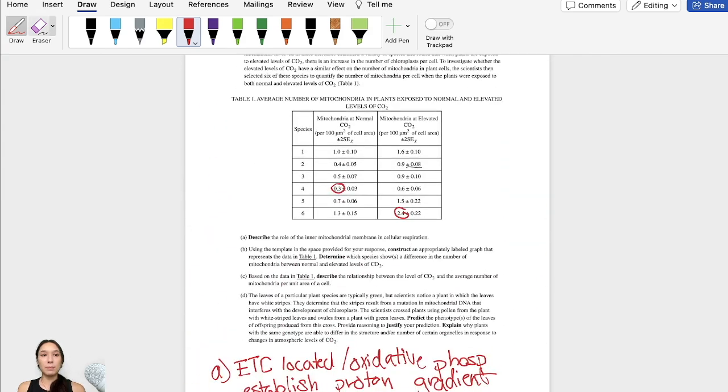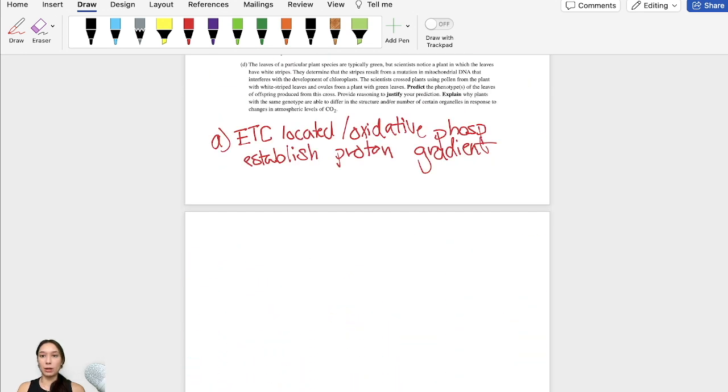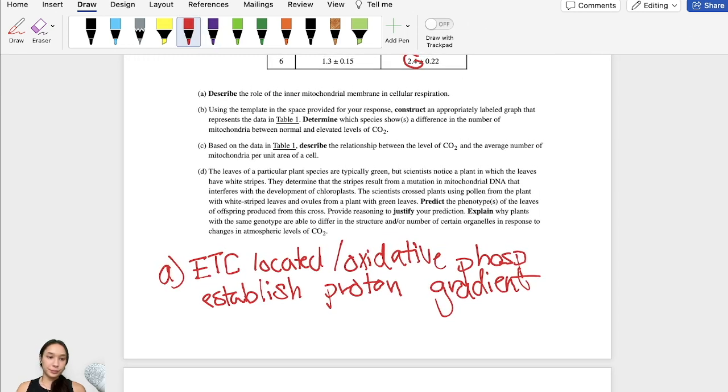Okay, so for the last part here, it looks like a multi-part question. So we're gonna scooch this down and tackle this one. Okay. So D says the leaves of a particular plant species are typically green. But scientists notice a plant in which the leaves have white stripes. They determine that the stripes result from a mutation in mitochondrial DNA that interferes with the development of chloroplasts.